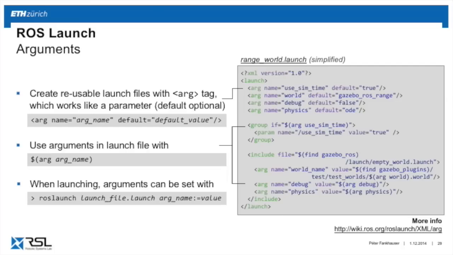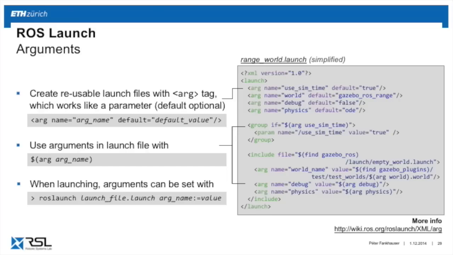In this case, it says if this argument is set to true or false, then also set this parameter. Whenever you specified an argument up here, you can reuse it with the dollar sign, then parenthesis, arg, and the argument name, which in these two examples is also down here.